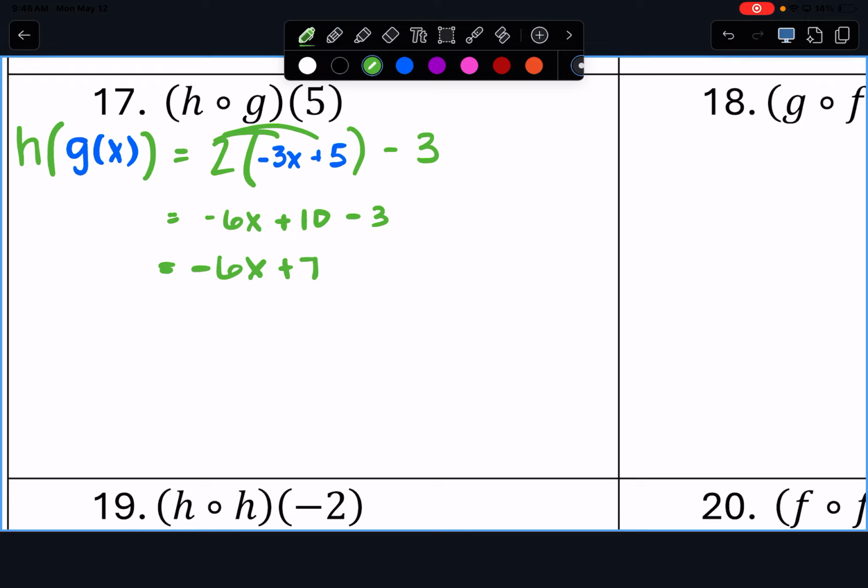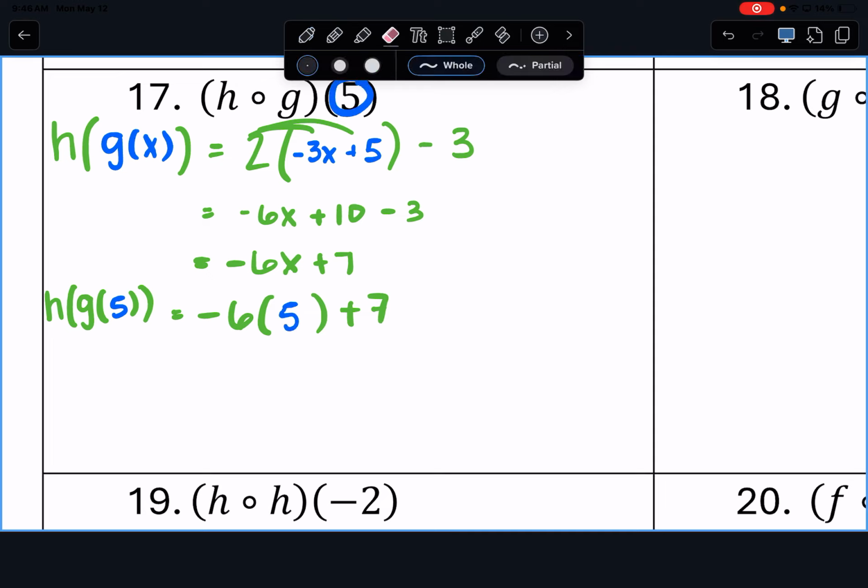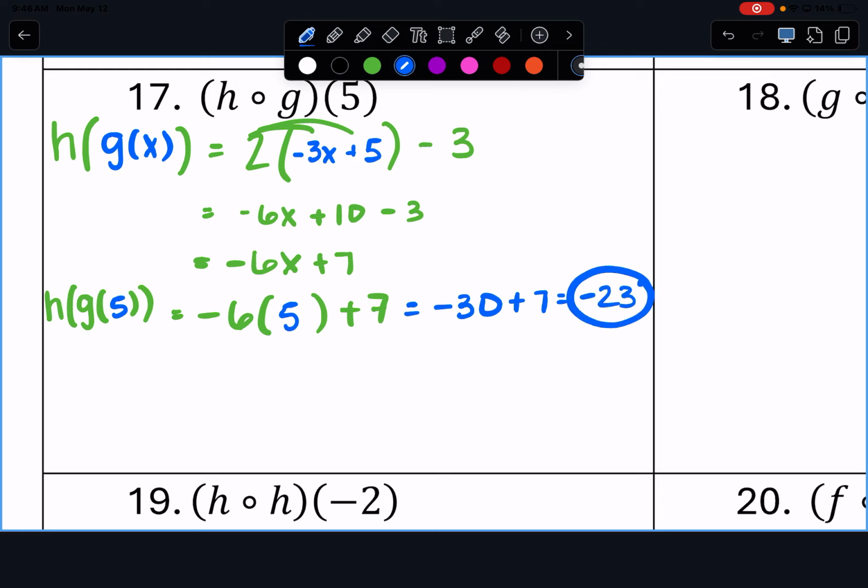And then we just plug in what number? What number do I need to plug in? 5. So we do negative 6 times 5 plus 7, because that is what is right here. Now, negative 6 times 5 is negative 30. Negative 30 plus 7 is going to be negative 23. And that's your answer.